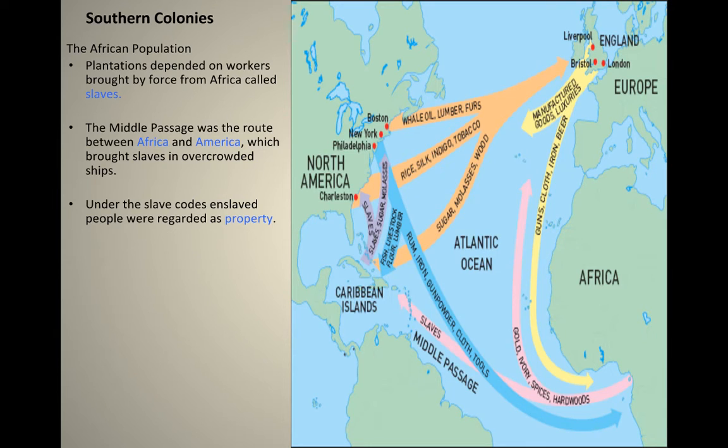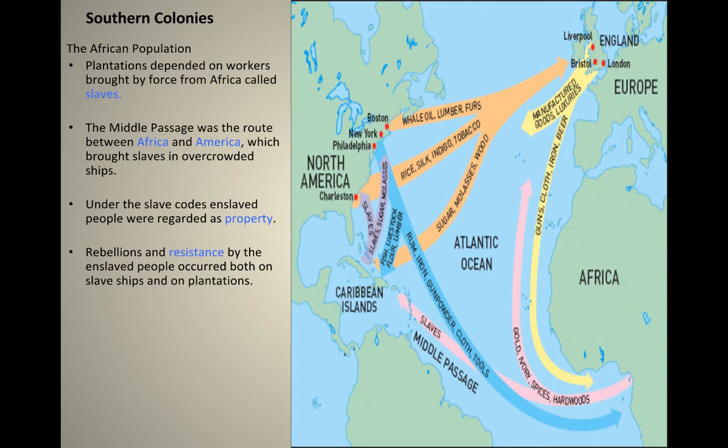Under the slave codes, enslaved people were property. They weren't human beings anymore. They were property to be owned. So plantation owners could make slaves work for nothing and get away with it because they thought of these slaves as property rather than human beings.